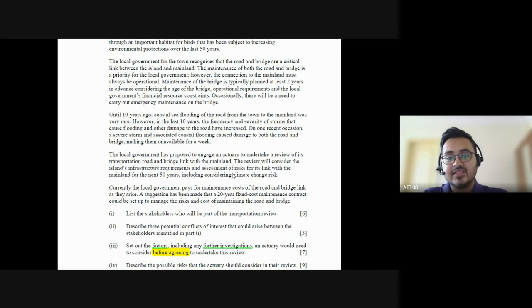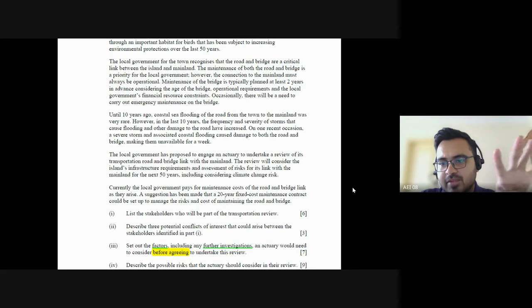I have sadly seen an answer wherein the stakeholder was not identified, but it was a part of a conflict of interest. I'm not sure whether or not you will get marks for this. Ideally, always avoid being in that situation, because the question is very specific about it. So don't write something in part two which is not an answer of part one, because it's not the ask of the question. It's very different in that sense. You may get marks because the examiner may say it's a part of the examiner report, so I'll give you marks, but ideally you should not be doing that. So let's just see what are the things that you have done. Population, mainland, island, that is fine.